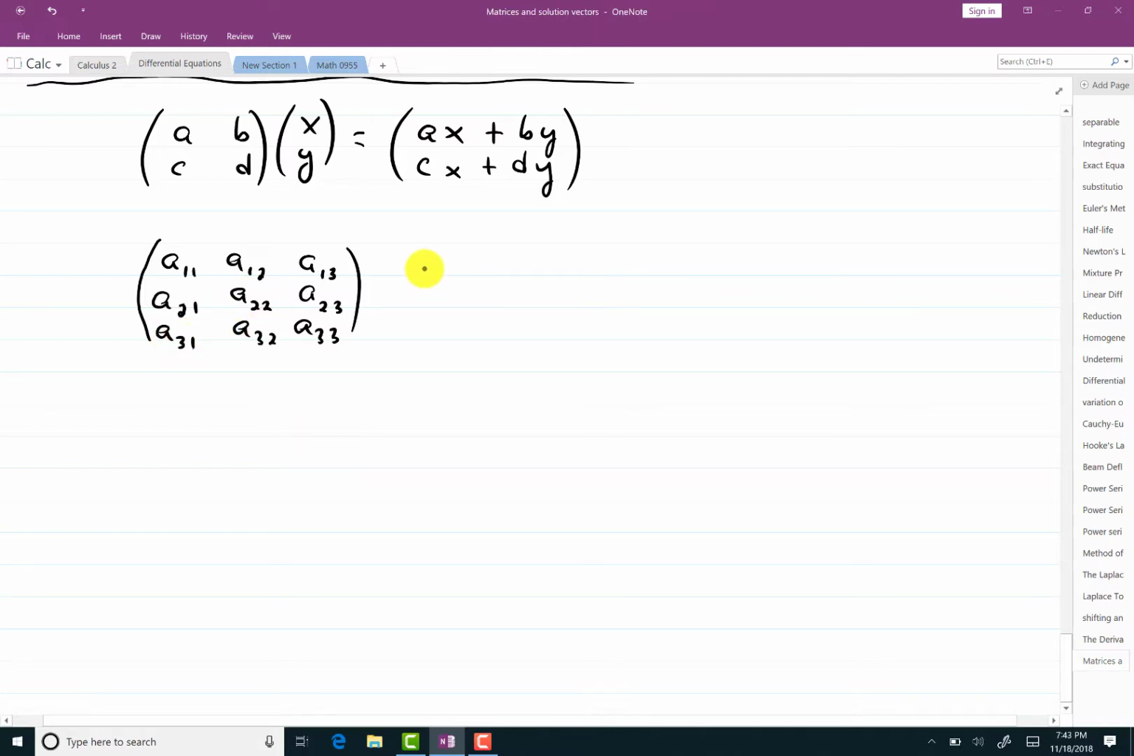That's how they work. Now if I'm to multiply that to x, y, z, you follow exactly the same thing I did for 2 by 2 matrices. This here's a 3 by 3, this is a 2 by 2. And I will get a vector, but it'll have 3 rows. I take this first row and I multiply it to this column. It means I take a11 times x plus a12 times y plus a13 times z.